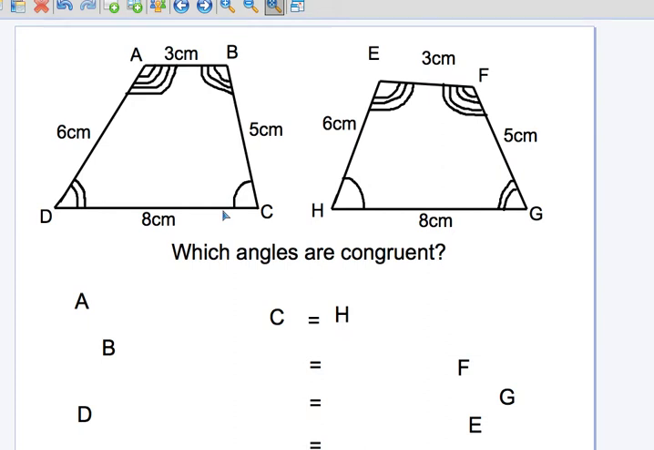Now to differentiate angles, one line is equal to one line, and therefore two lines is also equal to two lines. So what is congruent to angle D? On the right hand side, angle G. And you just keep going. 3 lines or arcs, angle B, and that's equal to angle E. And finally, angle A, our big one over there with 4 arcs, is equal to angle F.